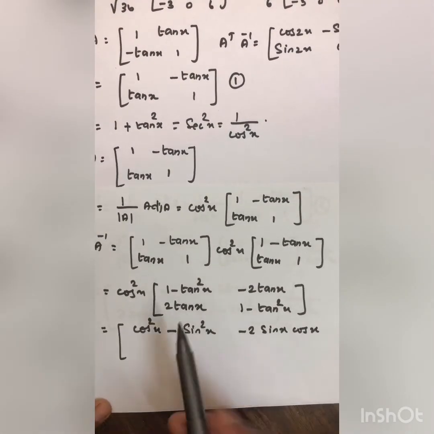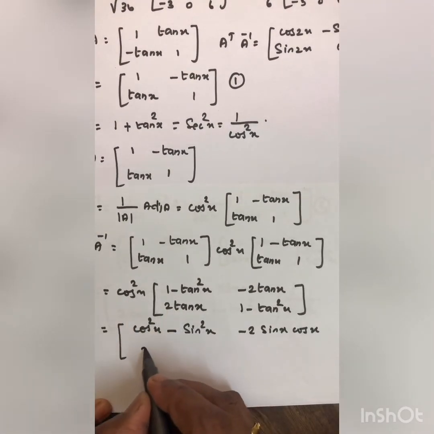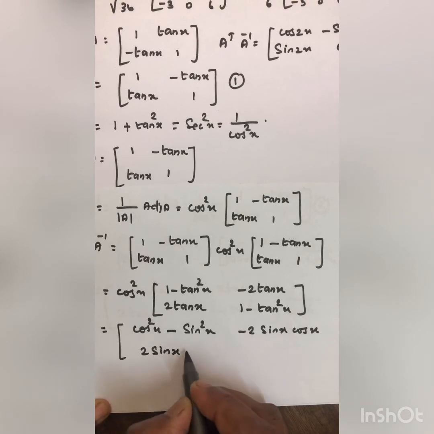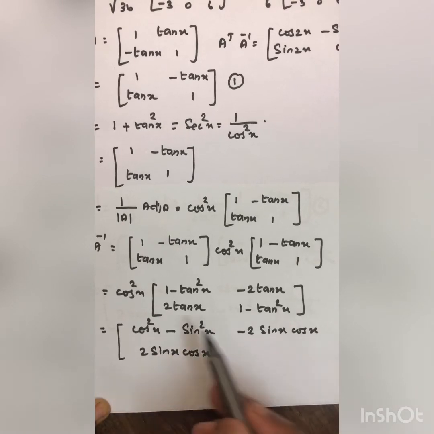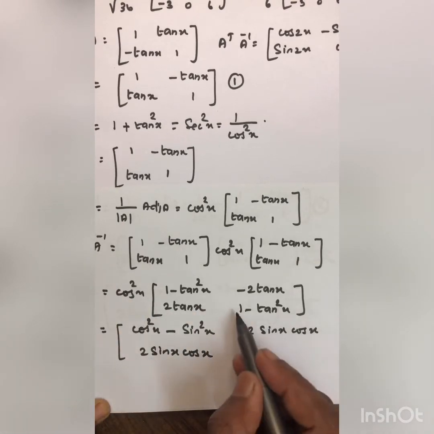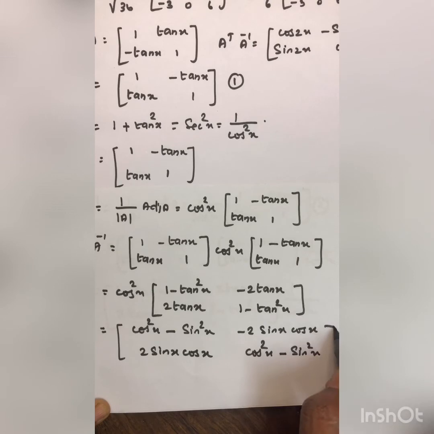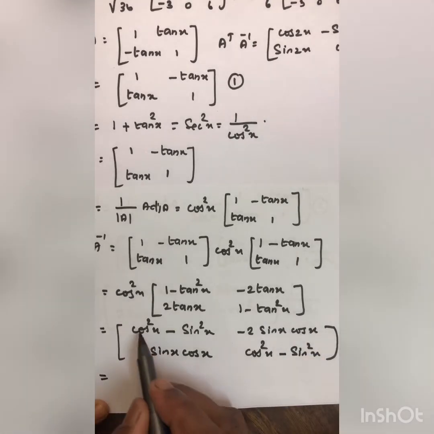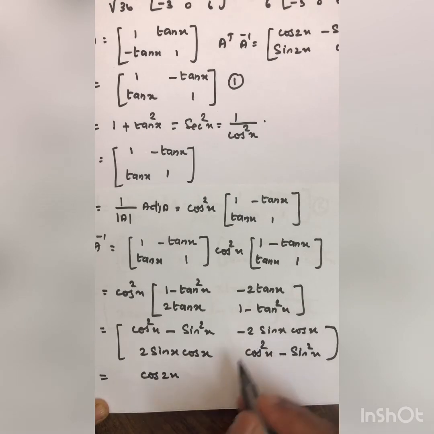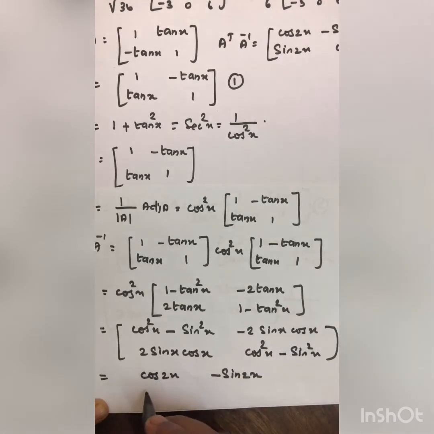Next one. Then multiply these two. Here I have 2 sin x cos x. Then when it is multiplied, it is cos square x minus sin square x. So you remember the formula. Cos square x minus sin square x is cos 2x. This is minus sin 2x. This is sin 2x.